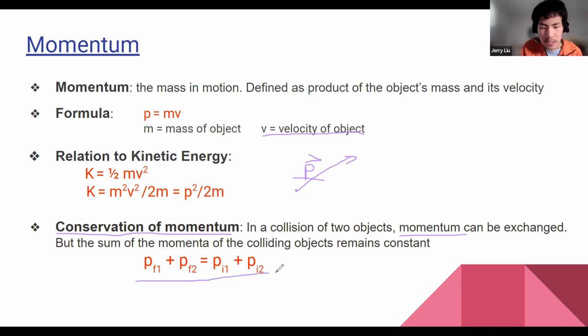So basically, if you have two objects colliding, which is most collisions, and you name these two objects 1 and 2, P initial for object 1 plus P initial for object 2 has to be equal to PF1 plus PF2, where F just means final.